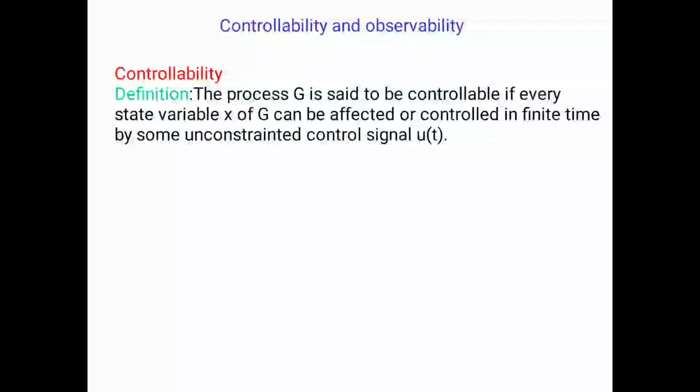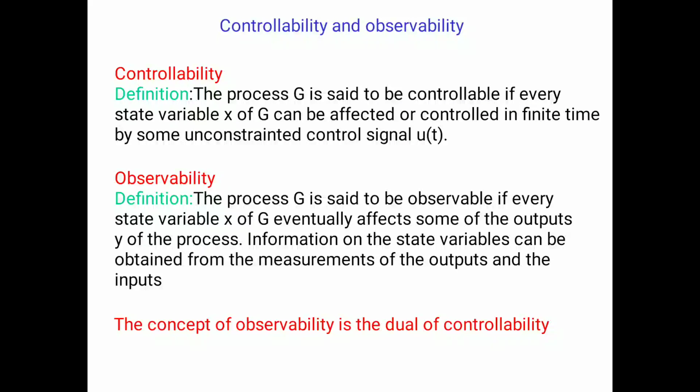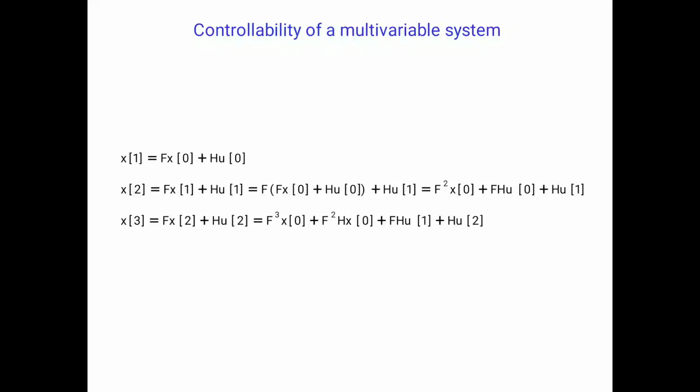Controllability is what? The process is said to be controllable if every state variable can be affected or controlled in a finite time by some unconstrained control signal. And what is observability? A process is said to be observable if every state variable eventually affects some of the outputs of the process. So information of the state variables can be obtained from measurements of the outputs and the inputs. The concept of observability is the dual of controllability.